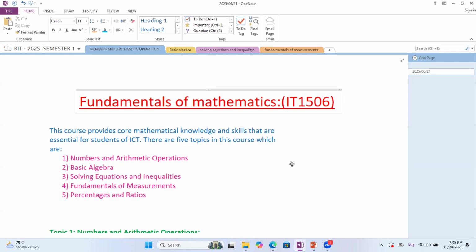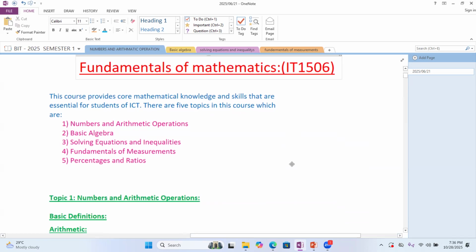ratios. There are 4 topics in this fundamentals of mathematics. The first one is numbers and arithmetic operations. That is the basic operations, which are addition, subtraction, multiplication, and division. There are 4 basic operators in this chapter. We are discussing first some basic definitions.